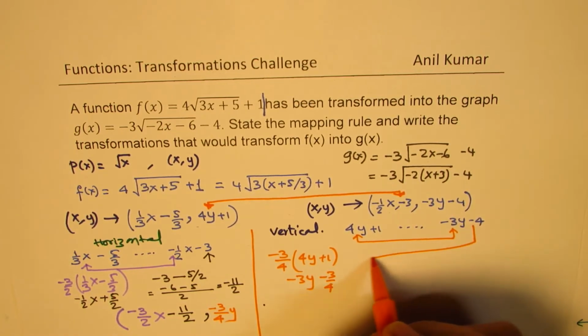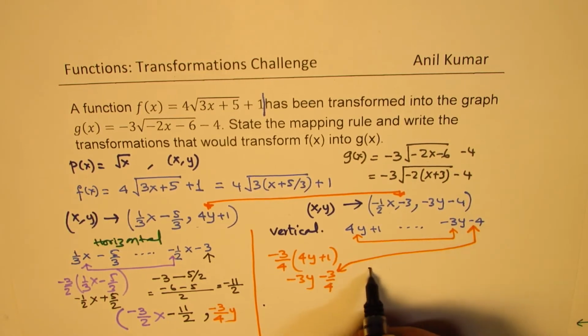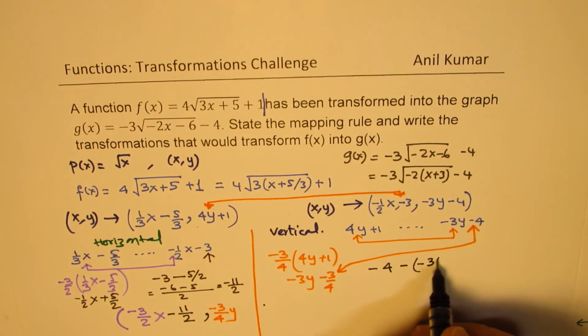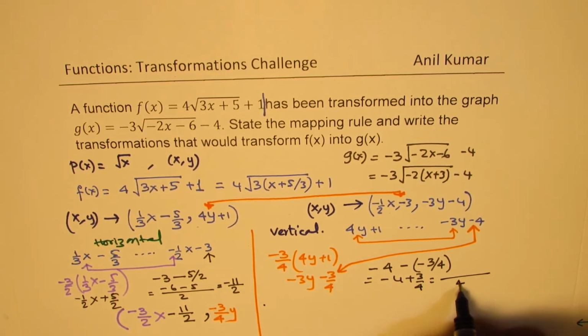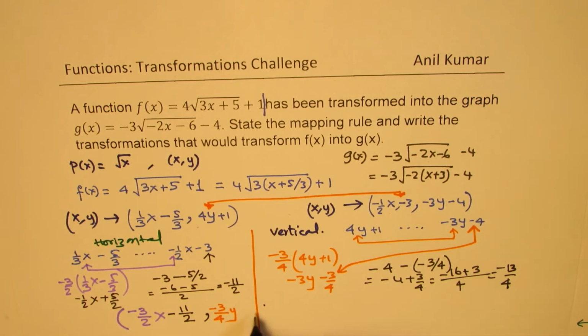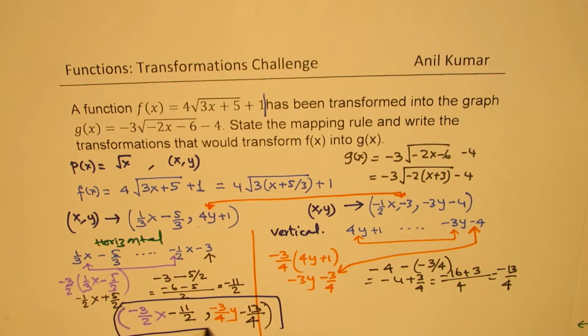Now we'll compare the vertical translation. It should be how much? Minus 4 minus of minus 3 over 4. Perfect. Which is equal to minus 4 plus 3 over 4. With 4 as the common denominator, minus 16 plus 3, so that gives us minus 13 over 4. So this should be minus 13 over 4. Is that clear to you? So that becomes the mapping, and we have the right answer right there.